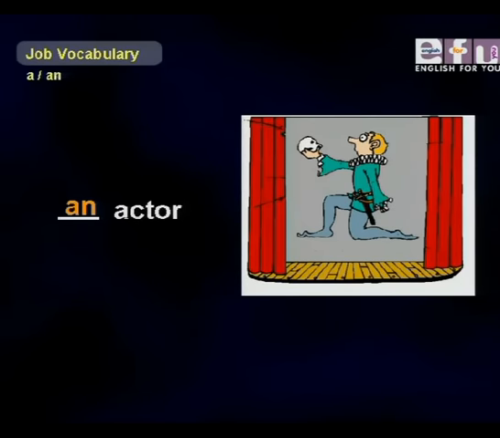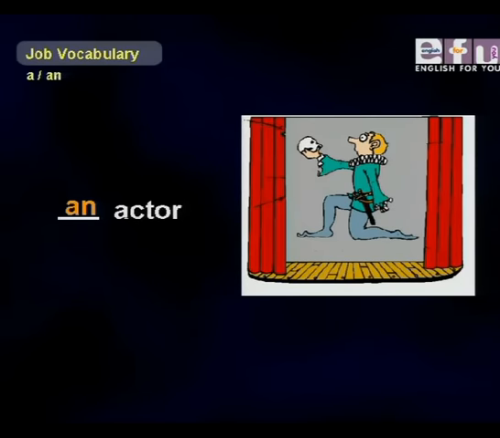And finally, an accountant manages money. When we put it together, an accountant manages money. So if you listen again, you can see how they go together.